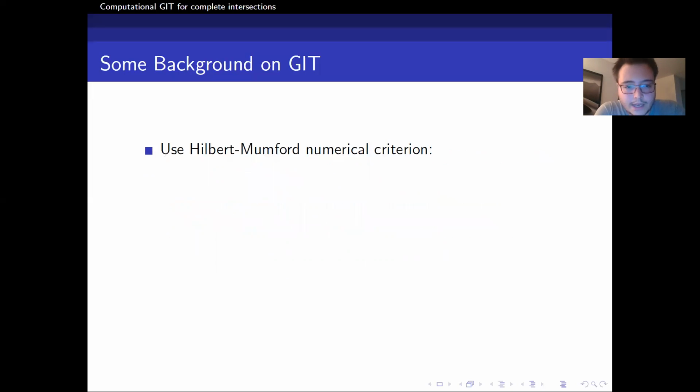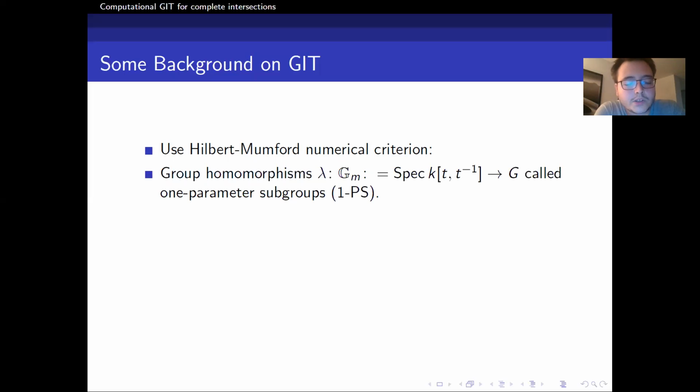In order to do that, it would be very hard if we didn't have something called the Hilbert-Mumford numerical criterion. Thankfully we do, and this is the following description. We define some group homomorphisms, usually denoted lambda, going from the torus G_m to the group G. These are called one-parameter subgroups.